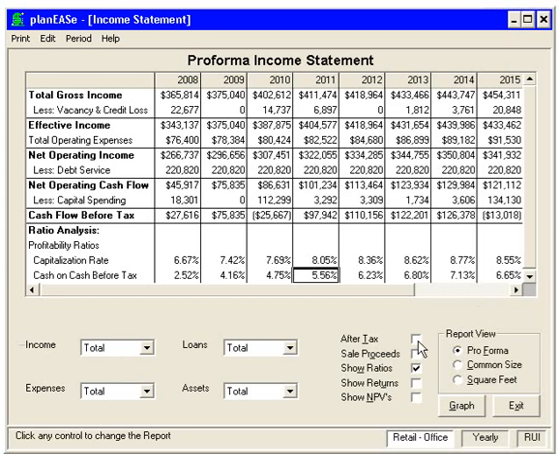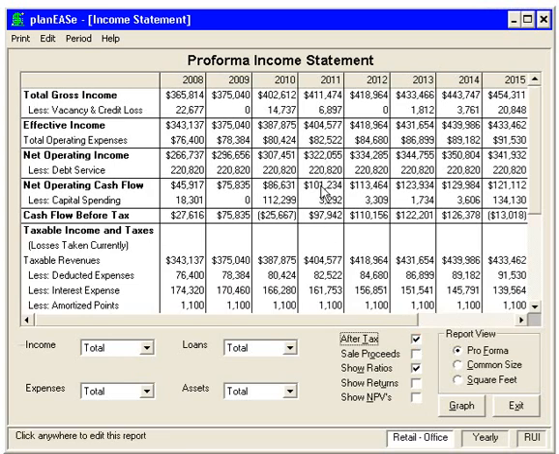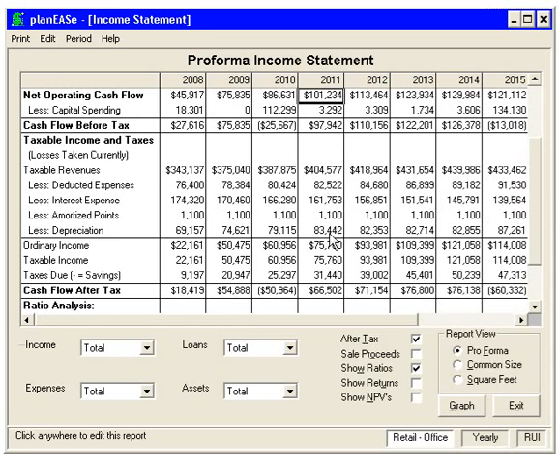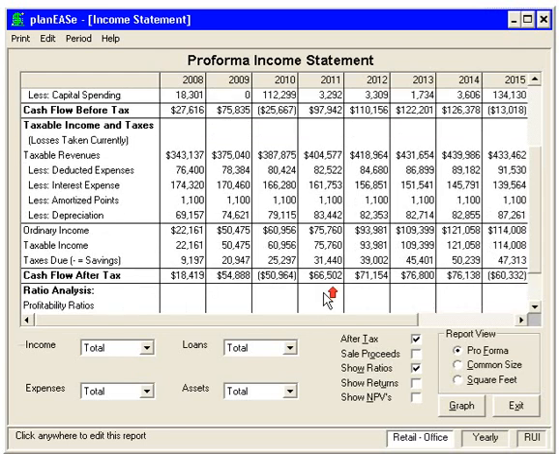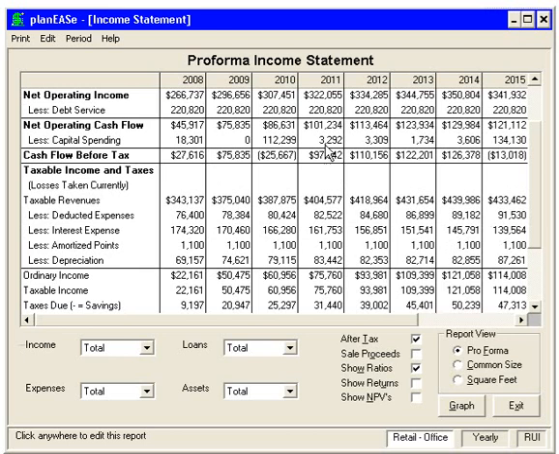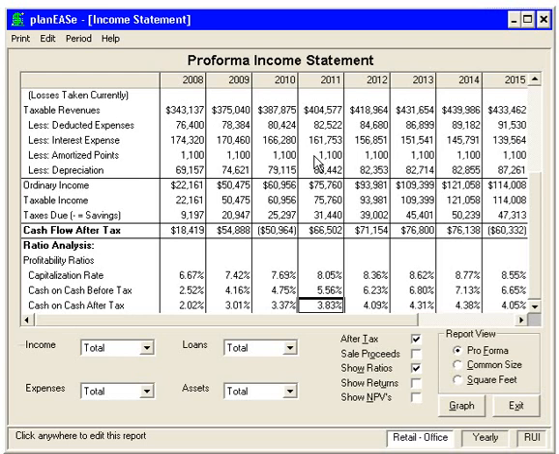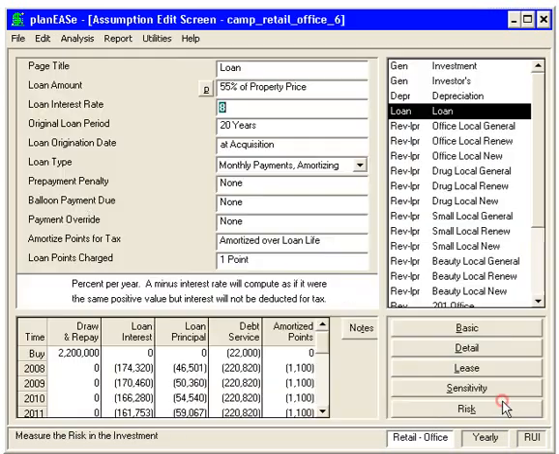Now if we click on After Tax, let's take a look at that same year. Here we have the net operating cash flow, but then we subtract from that the taxes due, and then divide that by the initial equity, and that gives us the cash on cash after tax for that 1 year. It's still not taking into account the capital spending. If you want to take into account the capital spending in a cash on cash, look at the adjusted cash on cash measure. Now we're going to click on Exit to the bottom right to come back to the Assumption Edit screen.